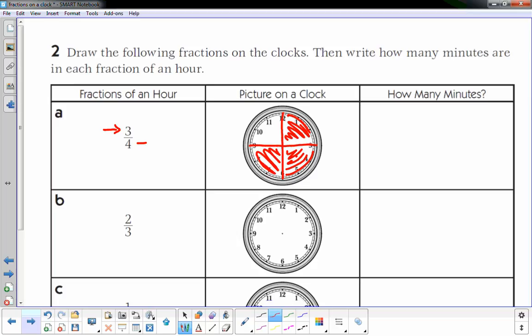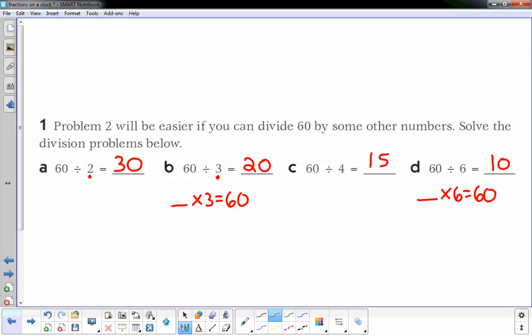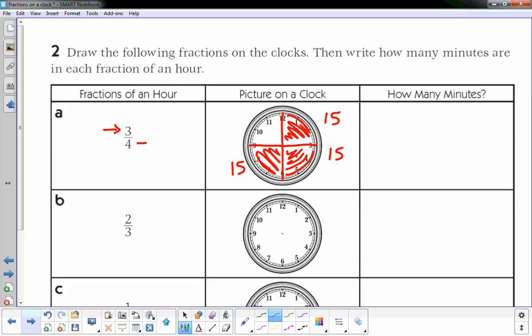How many minutes is that? Well, if each one is 15, this is 15, this is 15, and this is 15. If you don't remember, you can go back here, the letter C, it tells you that 60 divided by 4 is 15. I just have to add those up. So what's 15 plus 15 plus 15? You can probably do this in your head. It's 45. It's 45 minutes.